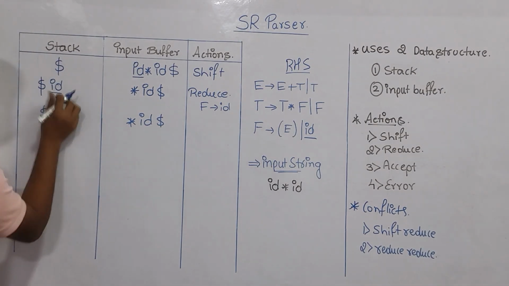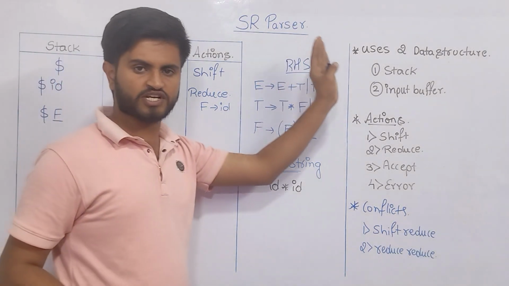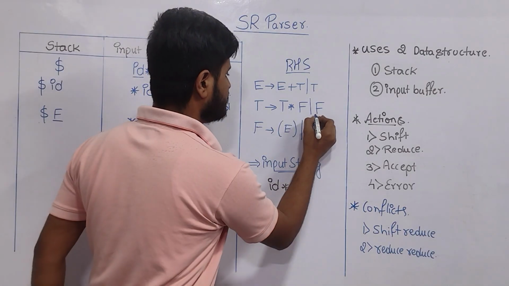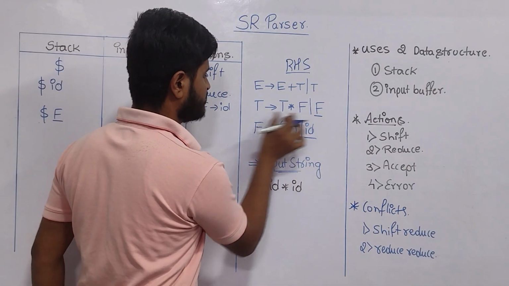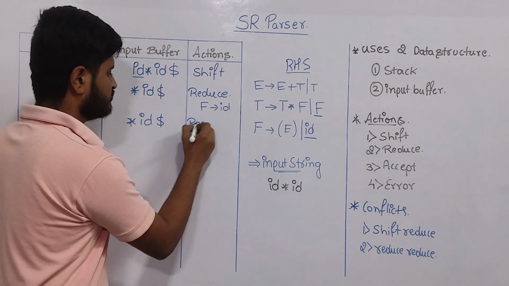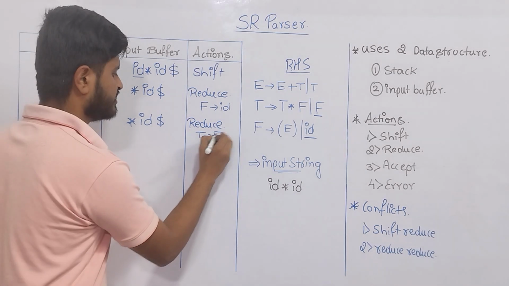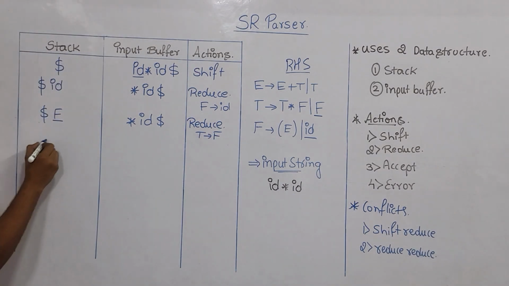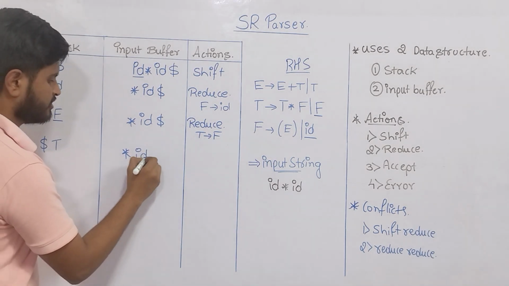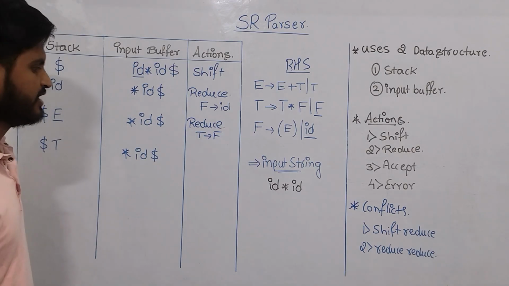Next, I will search for the capital letter F in the right hand side of my productions, whether it is a separate production or not. If you see here, F is a separate production produced by the capital letter T. So I can reduce it: reduce T producing capital letter F. So in the place of F, I can use capital letter T. Star id dollar will be the same from the previous step, because only these elements are left.